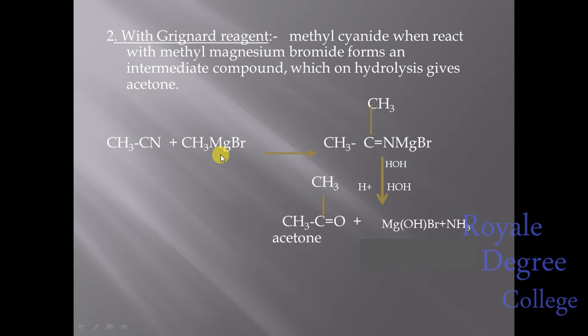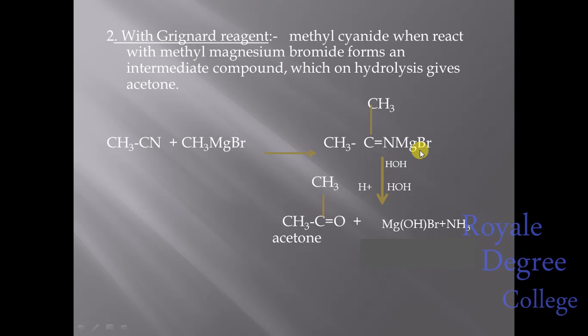What will happen here? See, look at this. CH3CN is there. Now in between carbon and nitrogen, triple bond will be there. One of the bonds is going to shift to the upper side of the carbon. To which, from methyl magnesium bromide, methyl group is going to attach with that bond. Then here remains double bond nitrogen. Okay. With the nitrogen, this MgBr is going to attach. This is an intermediate compound.